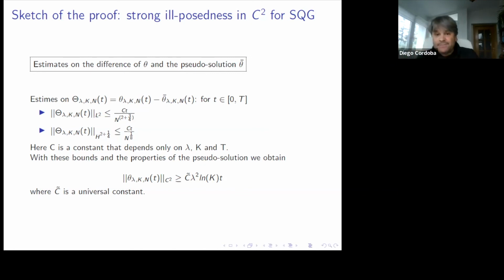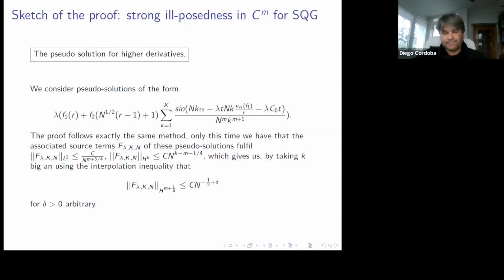Give me the T, give me the lambda to make the initial data small. I can give you a capital K to make this as big as you want. And that will be the proof for strong ill-posedness.